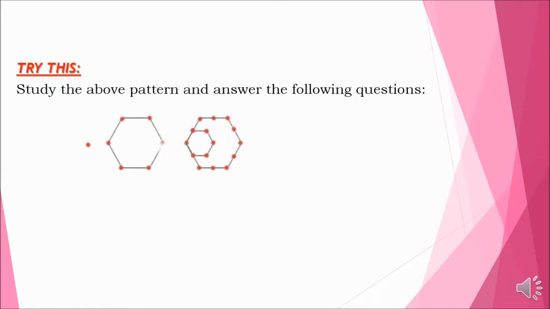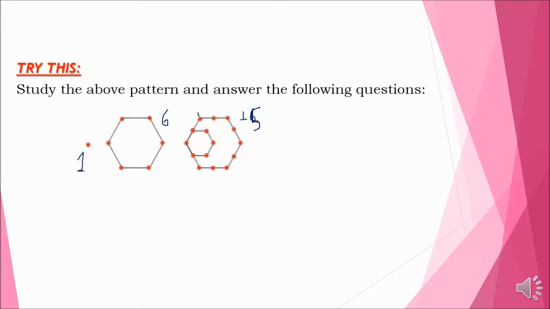Study the above pattern. Now this is a different pattern. You have 1 here, and 1 2 3 4 5, then 1 2 3 4 5 6 hexagon. I think 1 2 3 4 5 6 7 8 9 10 11 12 13 14 15 16. Is it 16? You can count yourself also. I started from here: 1, 2, 3, 4, 5, 6, 7, 8, 9, 10, 11, 12, 13, 14, 15. It's 15, not 16.